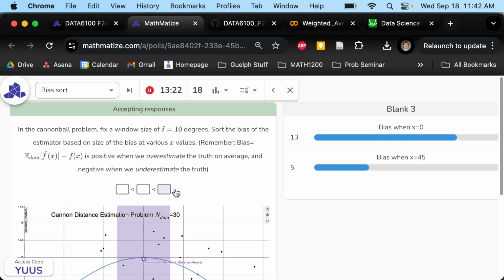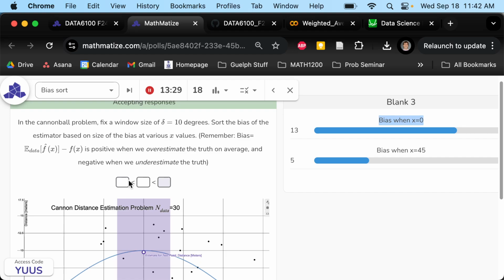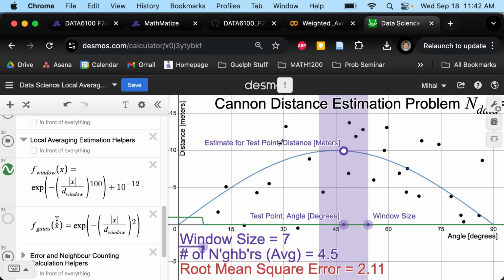Let's start with this biggest one. Most people said the largest bias happens when x equals 0. These are in order with inequalities, so this is the largest and most positive. If some of the other ones are negative, they would be lower. And this is correct. So if you chose bias when x equals 0 as the biggest value, then you got it right. Let's look at this situation and discuss why this is the case.